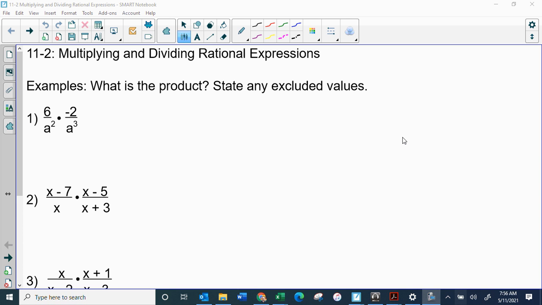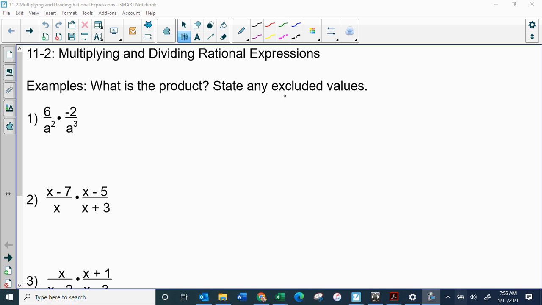This video explains how to multiply and divide rational expressions. And I'll put a link up here in the upper right-hand corner for a previous video I did on simplifying rational expressions. So a rational expression is a fraction where the numerator is a polynomial and the denominator is a polynomial. All right, so let's first look at multiplying rational expressions.